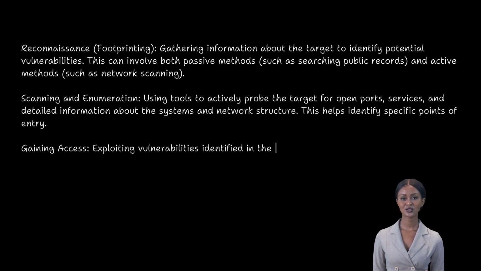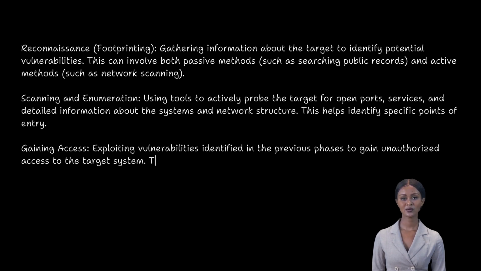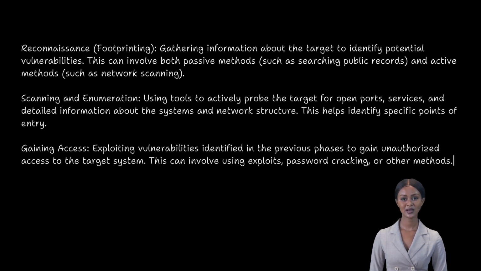Scanning and enumeration: using tools to actively probe the target for open ports, services, and detailed information about the systems and network structure. This helps identify specific points of entry. Gaining access: exploiting vulnerabilities identified in the previous phases to gain unauthorized access to the target system. This can involve using exploits, password cracking, or other methods.